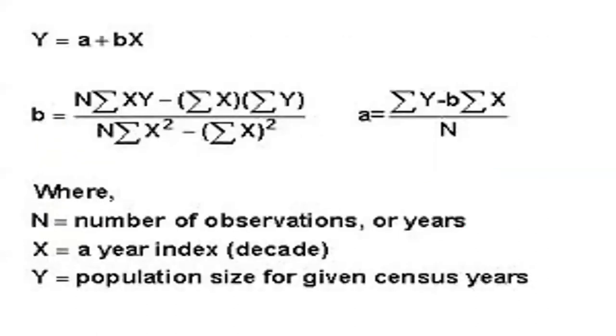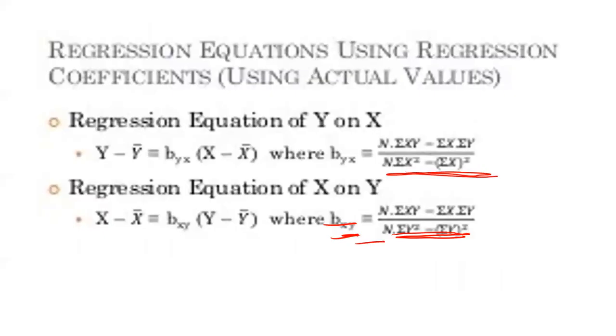Then y is equal to a plus bx, and how will you determine the value of b? b can be determined by n summation xy minus summation x into summation y, whole divided by n summation x square minus summation x whole square. And a is calculated by a is equal to summation y minus b into summation x, whole divided by n, where n is the number of observations or years, x is the year index, and y is the population size for a given census year. So this formula is applied in another case. Mainly you have to remember these two regression equations.